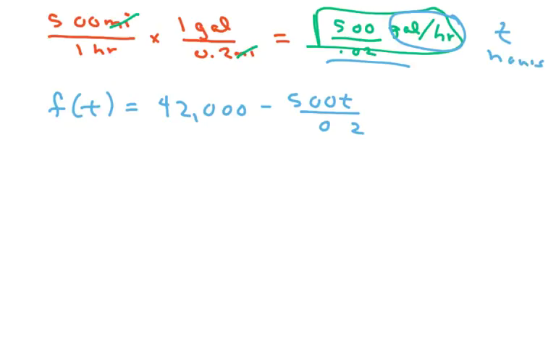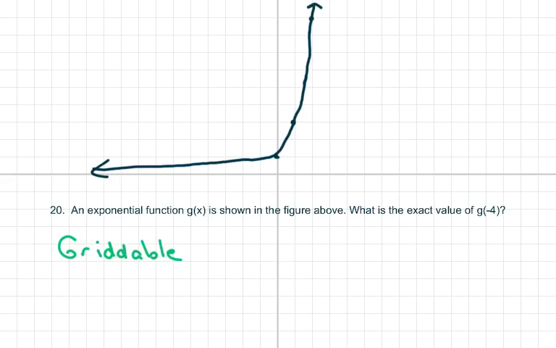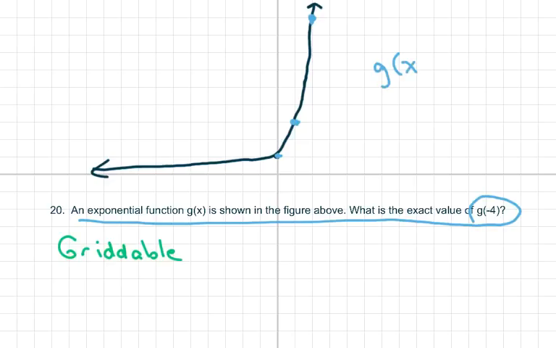Okay, and the last one we're going to do is this one. Hopefully you've done exponential functions. And the first thing we want to do is, first of all, it's a griddable question. They want to know what the exact value of g of negative 4 is. So basically, when I graphed it, I kind of graphed the 3 main points I could find on the graph. They don't label anything. So we need to know that a general form of an equation is g of x equals a times b to the x.